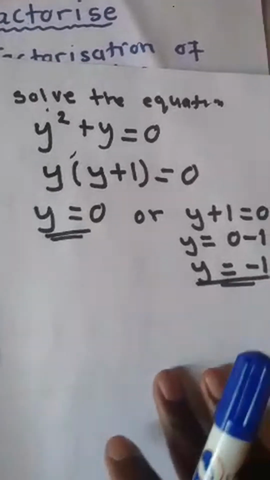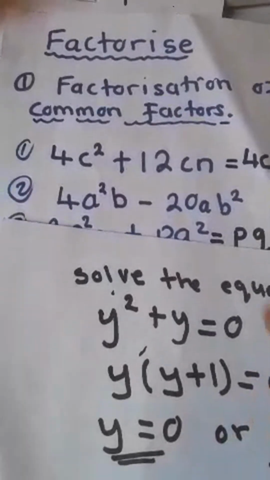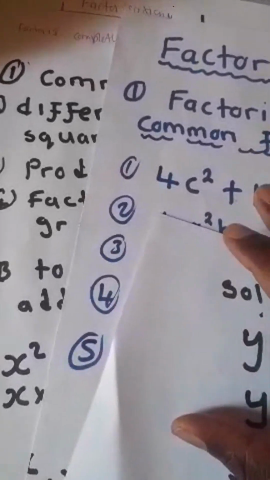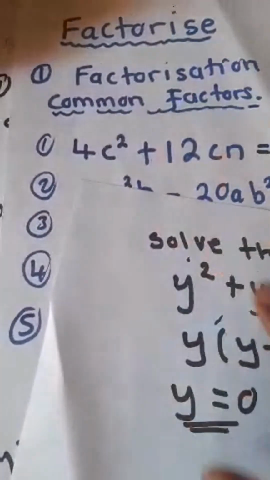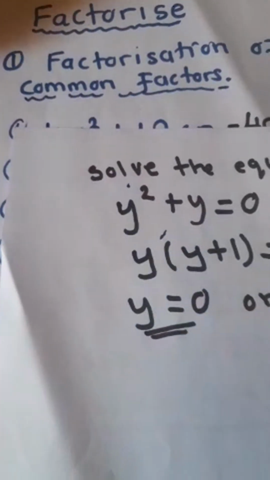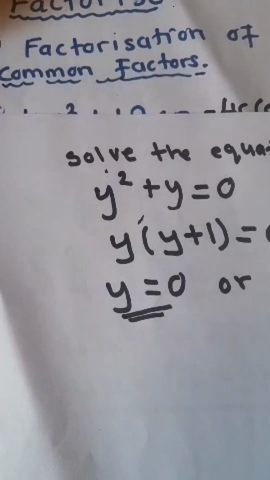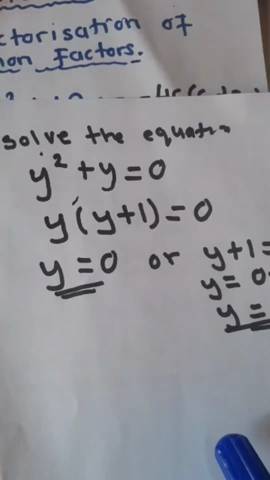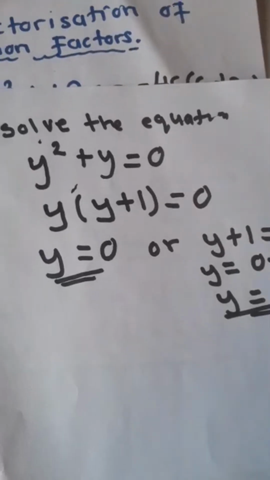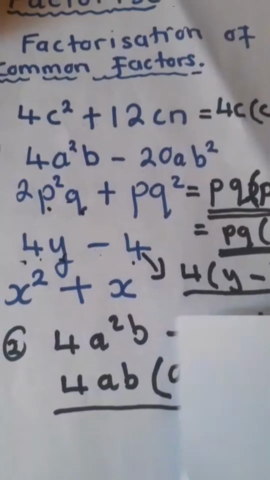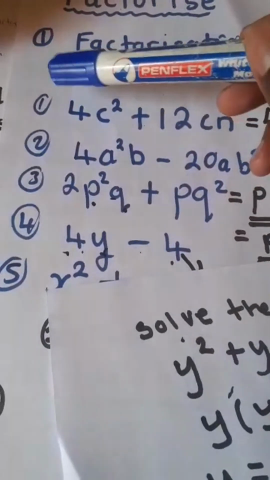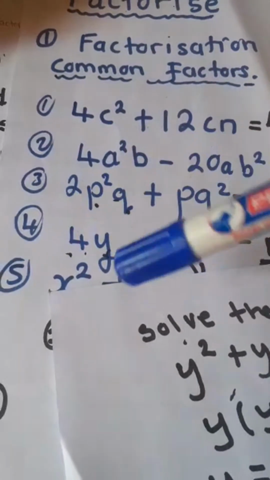We are on factorization. And we have 4 types of factorization. That is common factors, difference of two squares, factorization by grouping, then factorization of product and sum. So we are on factorization of product and sum. And we did some examples here. Example number 1, number 2, number 3, number 4, and number 5.